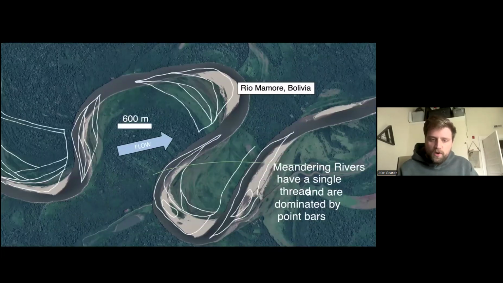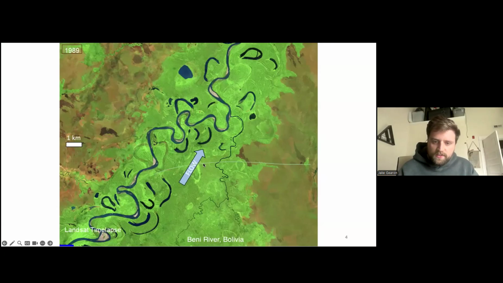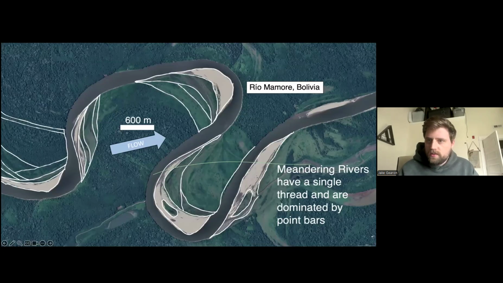Right, we have sort of bars. I'm going to see if I can get this annotation off the screen. Can everyone see that?